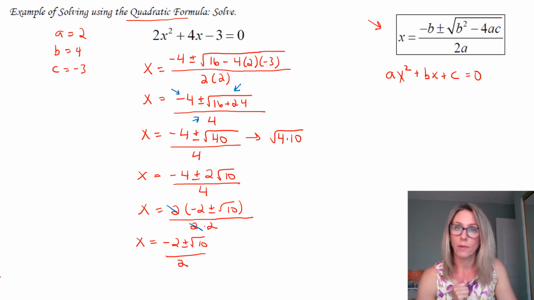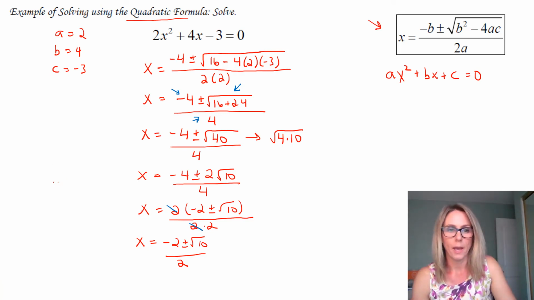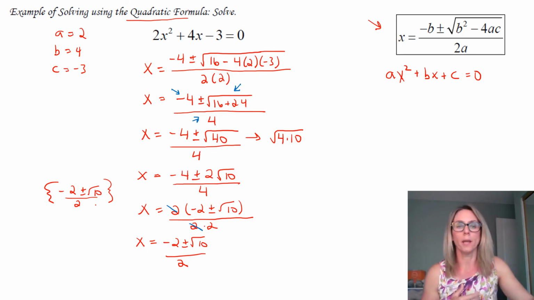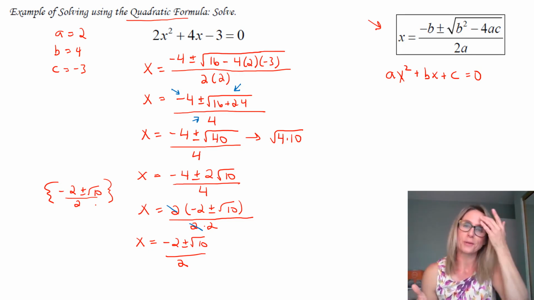This is completely simplified. There are no more factors that we can take out of the square root of 10. So there's nothing else we can simplify with those other 2's. Those other 2's need to stay. And it does give us our solution set of 2 answers, negative 2 plus or minus the square root of 10 over 2. That is 2 real solutions. They are irrational due to the square root of 10, but they are still real solutions.